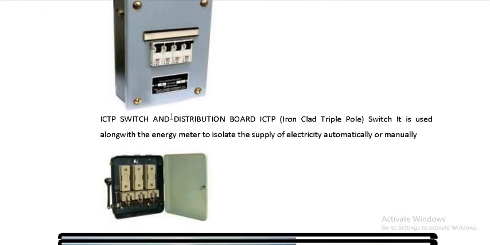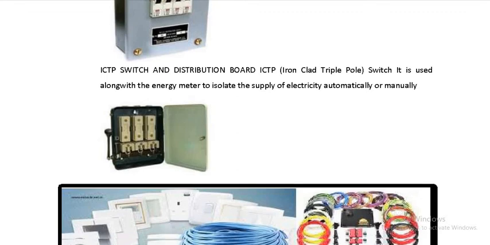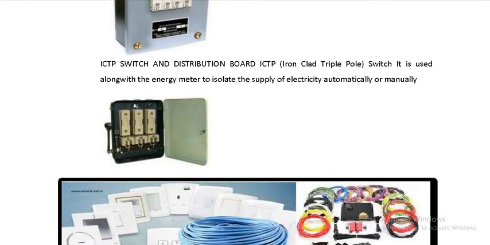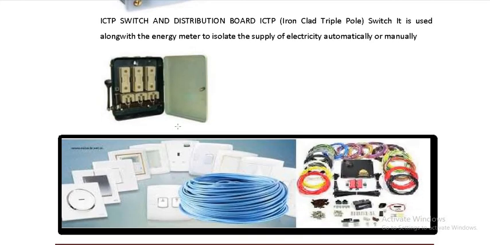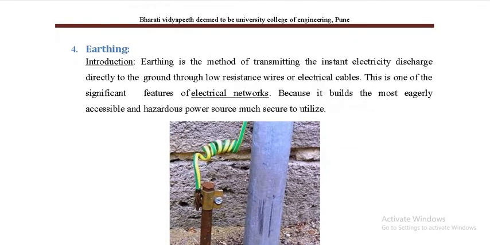These are the switches I just talked about. ICB switches you also call them. Ironclad double pole or ironclad triple pole. These are different accessories which we use for our electrical wiring systems.